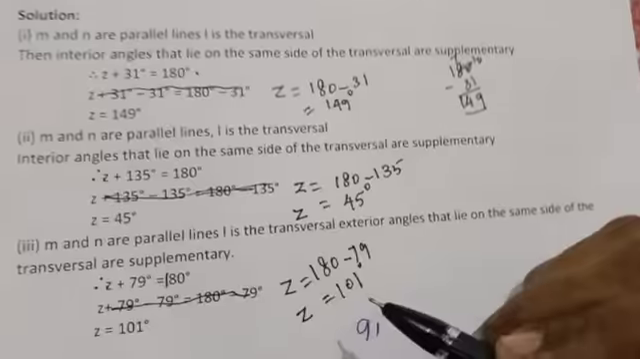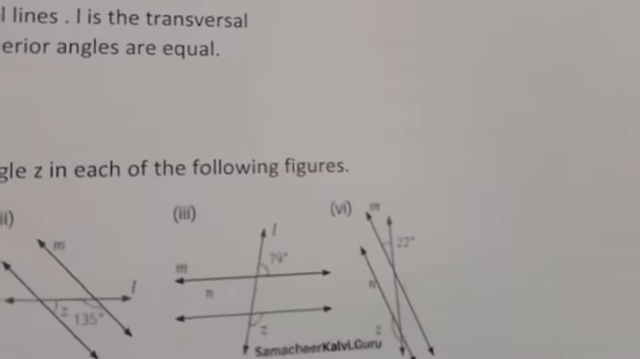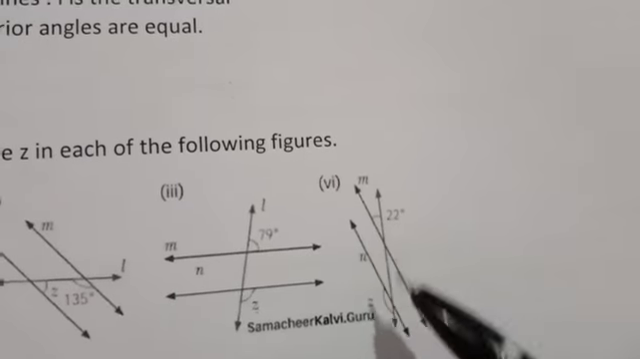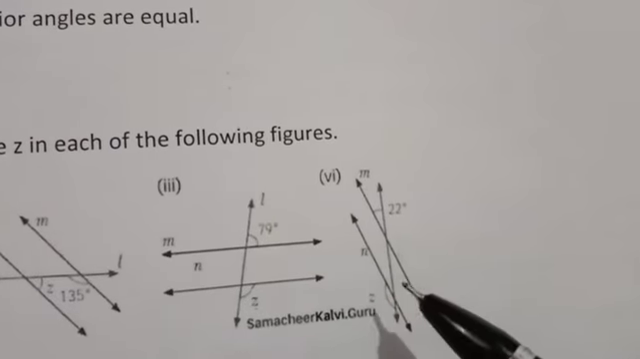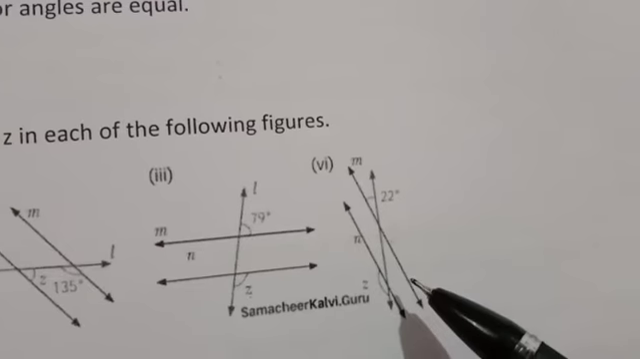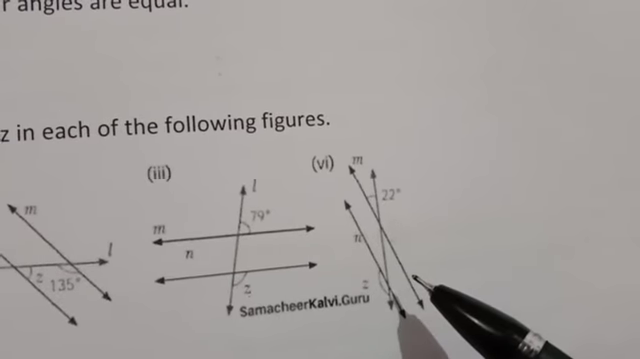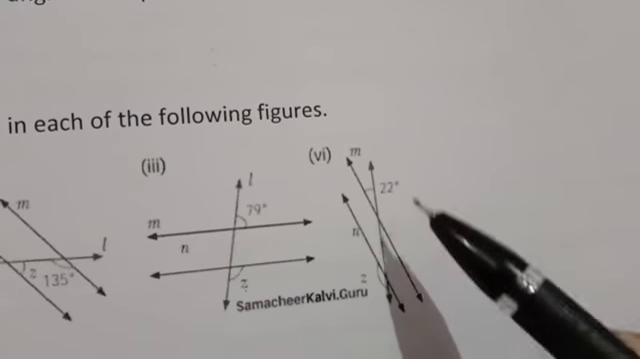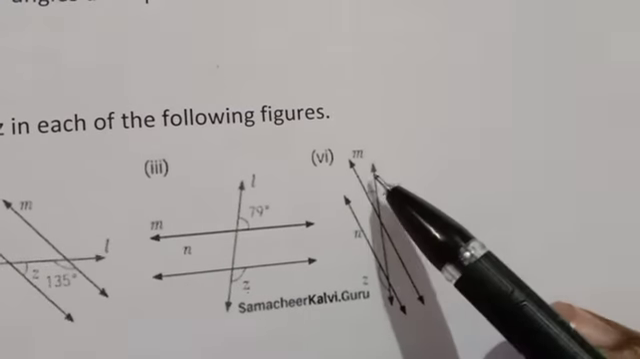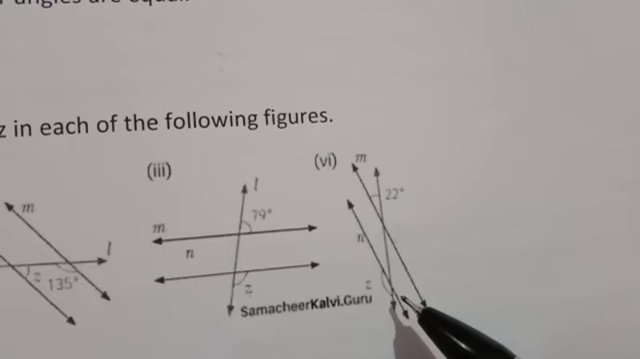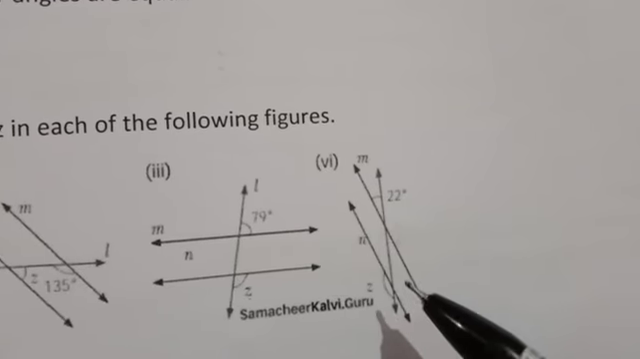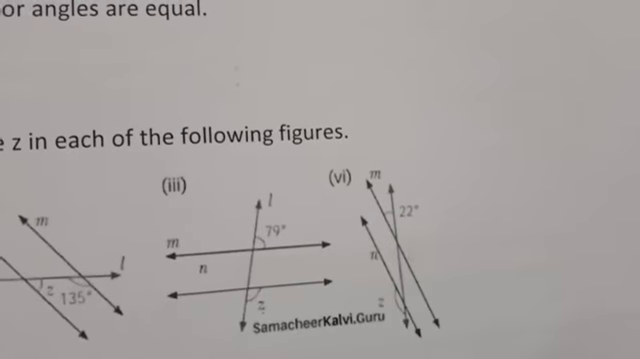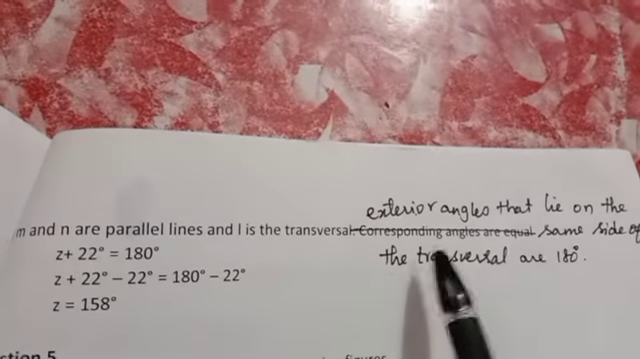Okay, students. Yes. Now you have to observe this fourth one. Yes. For it is the 22 degree. It is Z. These two are corresponding angles. Yes, corresponding angles. So you have to observe Z plus 22 degrees. So this is a transversal line. Exterior angles on the same side of the transversal. Yes, that is Z plus 22 is equal to 180 degree. Students, you have to make a change in your notebook.